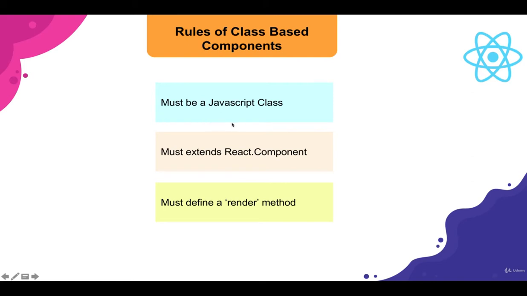First off, we must create a JavaScript class. JavaScript classes were introduced with ES 2015. Now, the second requirement is that the class that we create must have extends, then we're going to say React.Component. We're going to talk more about exactly what that means in just a moment when we refactor the app. And then finally, the other requirement of our class-based components is that they must define a render method that is going to return some JSX.